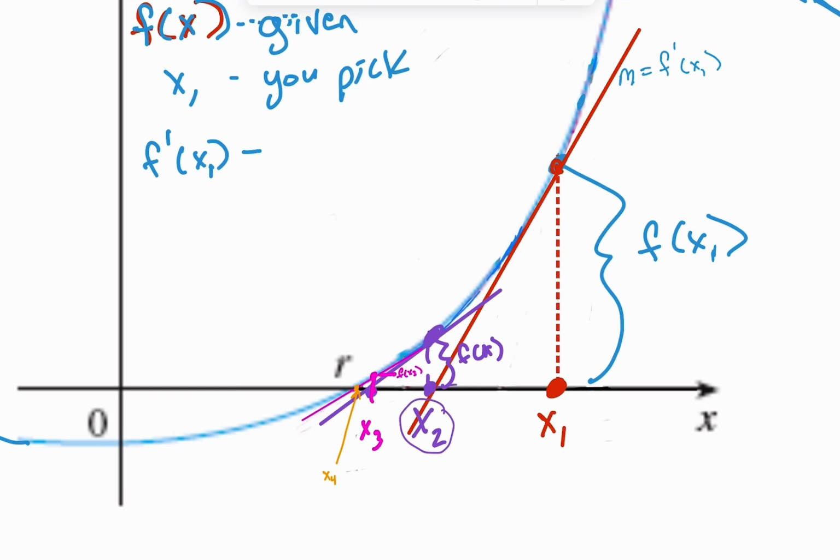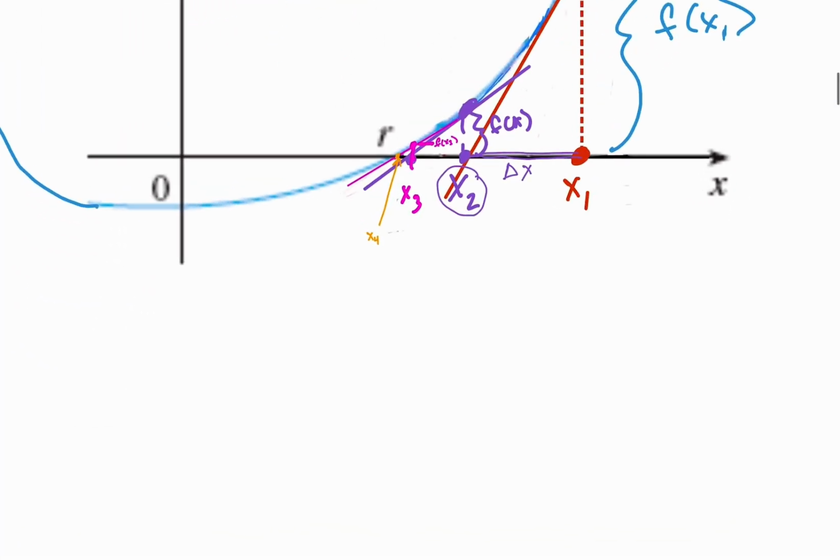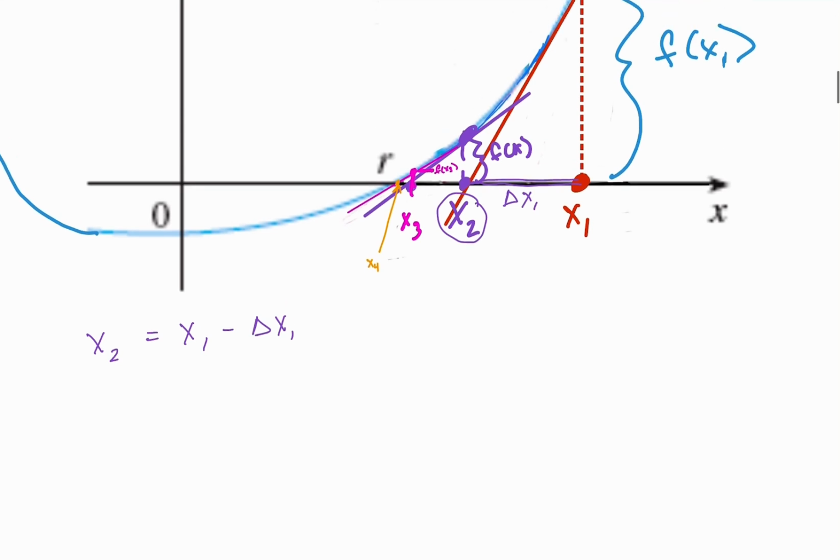Well, I kind of highlight a triangle here. So this triangle, the base of that triangle is the distance between x1 to x2. So let's call this base of that triangle delta x. Then I could say x2 is equal to x1 minus the change from x1. So I'll call it delta x1. So if I can find out what that delta x1 is, then I can find x2. Okay, so what is it?